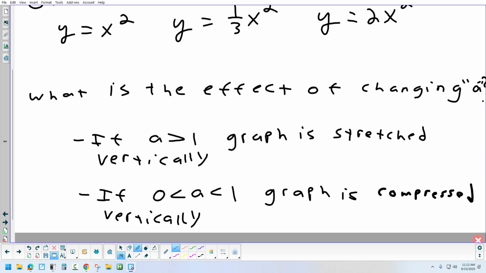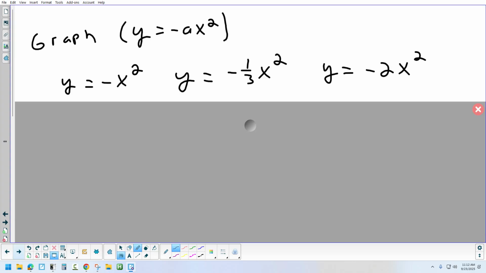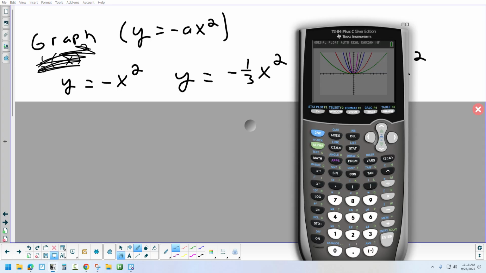Any questions on A? All right. Now I want to do something like we did before. I want to do something with a negative, but this time I want to put it in front of the whole thing. I'm not putting it inside with the x squared. That would be different, and that's kind of what I showed you before. Now I'm putting it in front. Anyone want to guess what a negative in front is going to do?